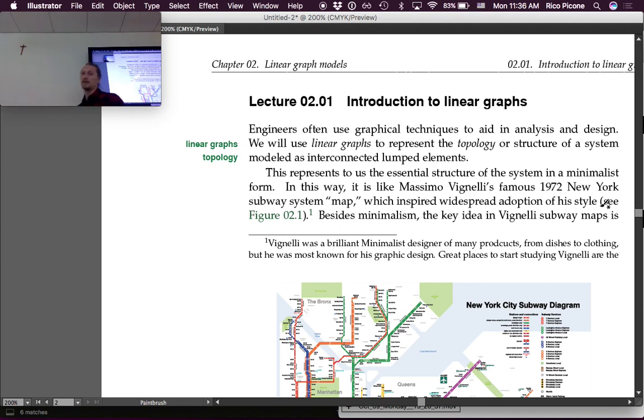Okay, introduction to linear graphs. So now we're at chapter 2, which is the linear graph models chapter. In chapter 2, we're going to construct a new type of model for our systems.